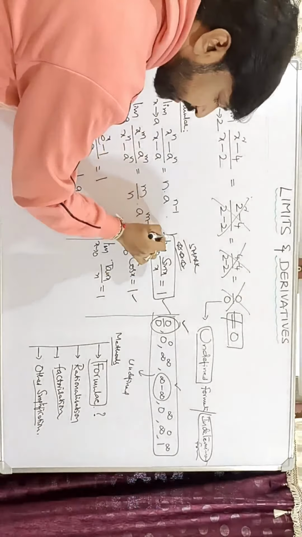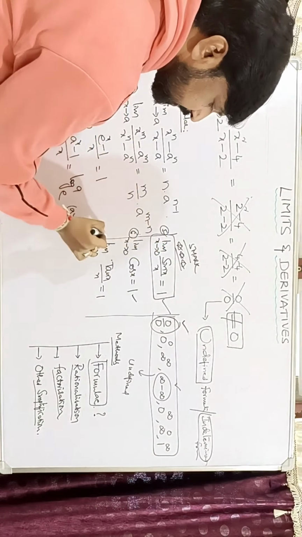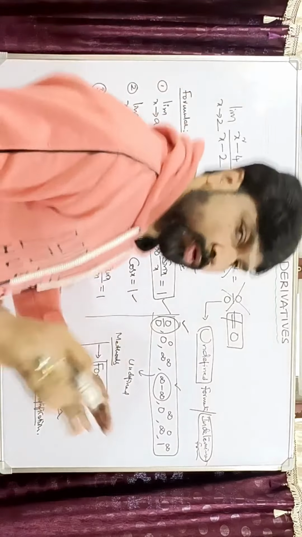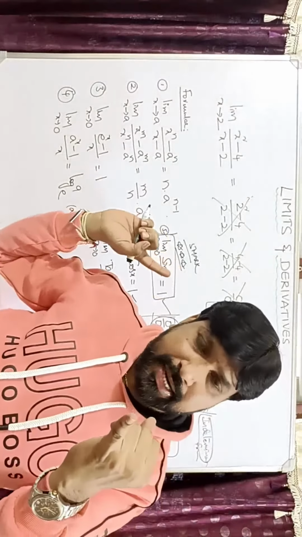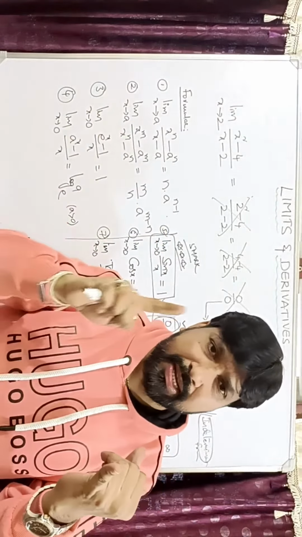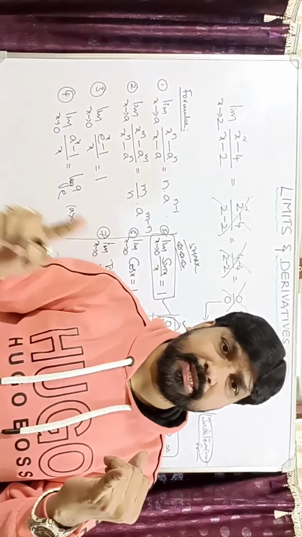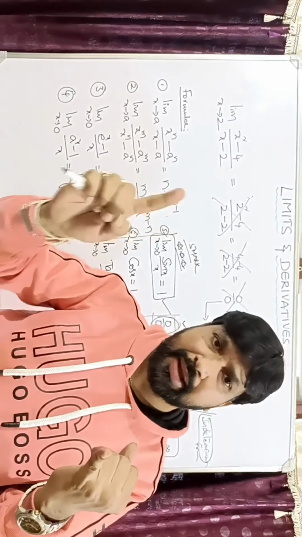This is formula number 5, this is 6, and this is the 7th formula. These 7 formulas should be in your fingertips. What are the formulas, sir? Formula number 1: limit x tends to a, (x to the power of n minus a to the power of n) by (x minus a) is equal to n into a power n minus 1.